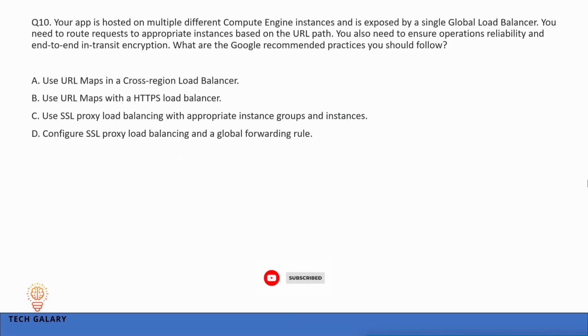Option A, use URL maps in a cross-region load balancer. Option B, use URL maps with an HTTPS load balancer. Option C, use SSL proxy load balancing with appropriate instance groups and instances. Option D, configure SSL proxy load balancing and a global forwarding rule. The correct answer to this question is option B.